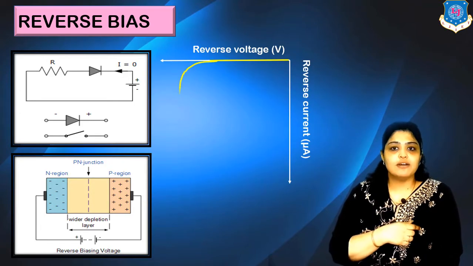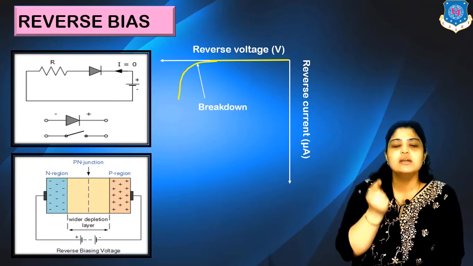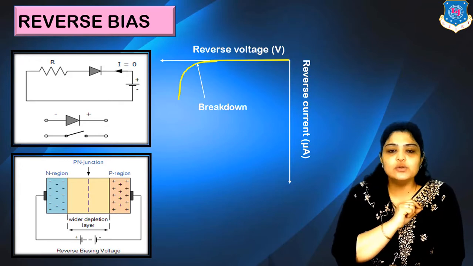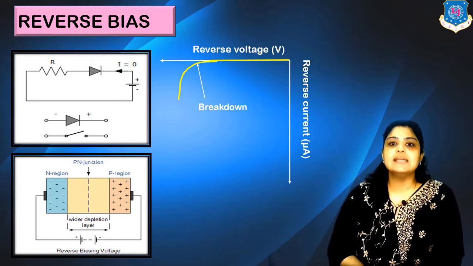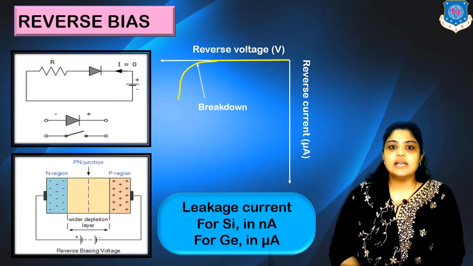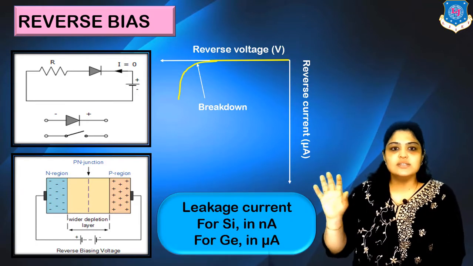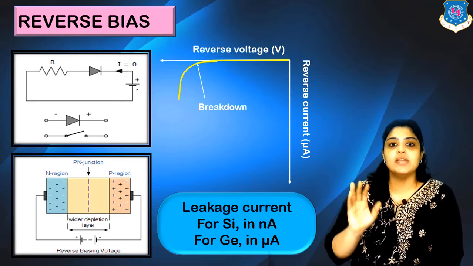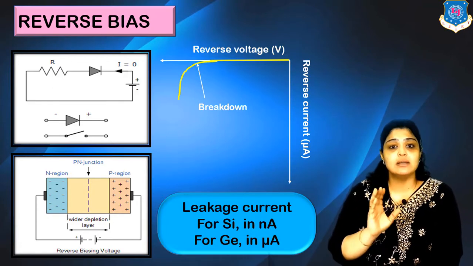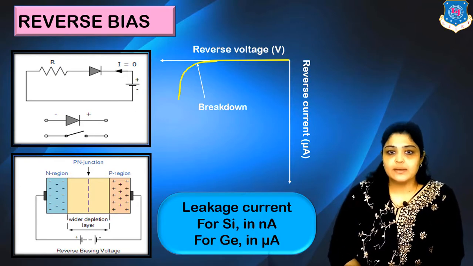And thus, let's see how the graph varies. So this is the graph. In case of microamperes, you will get some amount of current because this is the current due to minority carriers, which is known as the leakage current. Generally, the value of leakage current for silicon is in nanoamperes and for germanium is in microamperes. So this is just an understanding of how PN junction diodes IV characteristics in reverse bias look like.